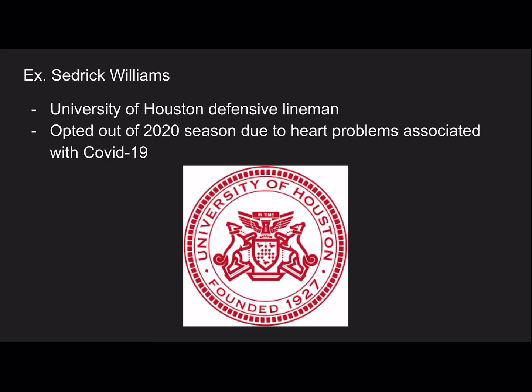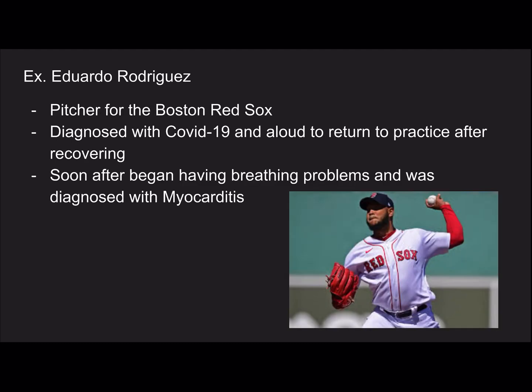Another example would be Cedric Williams, defensive lineman at the University of Houston. Cedric Williams didn't have as severe a reaction as Feeney did, but he opted out of the 2020 college football season because of heart problems associated with his COVID-19 diagnosis. And then the last example would be the Boston Red Sox pitcher Eduardo Rodriguez. He was diagnosed with COVID-19, and then once he recovered, he was allowed to return to practice. But soon after he returned, he began developing breathing problems, and then after that, he was diagnosed with myocarditis. And since then, he is sitting out for the rest of the baseball season.